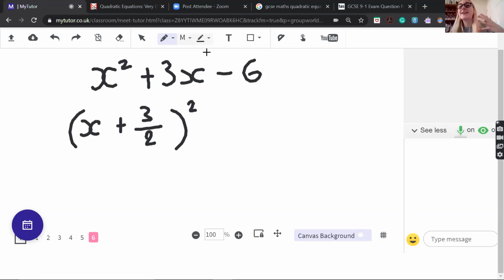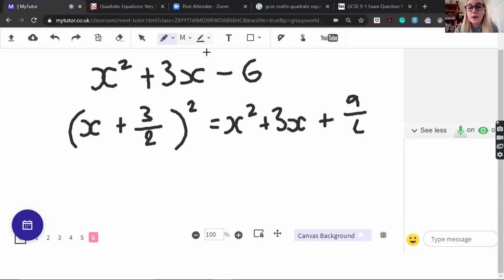We could call it 1.5, but fractions are your friend. Decimals are difficult because they can be recurring, and we understand fractions a lot more. I promise you fractions are nicer. And then we can expand this out in the same way. So we get x squared plus 3x plus 9/4. To square a fraction, you square the top and the bottom.